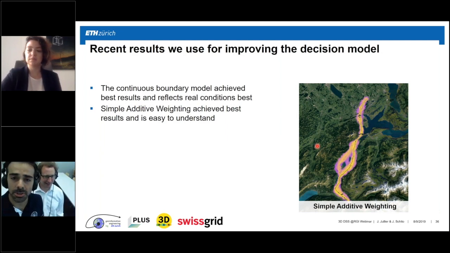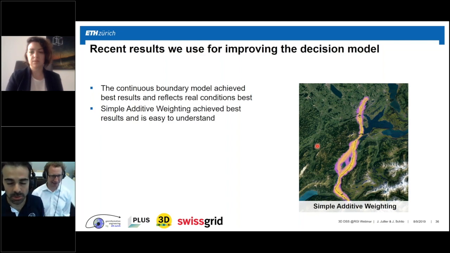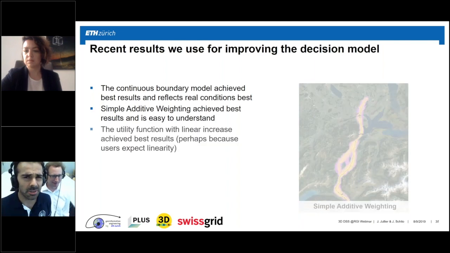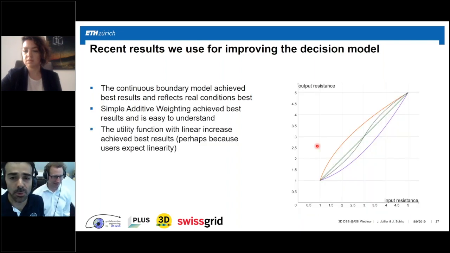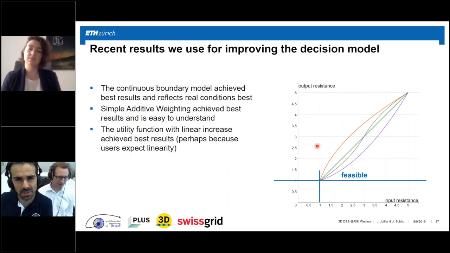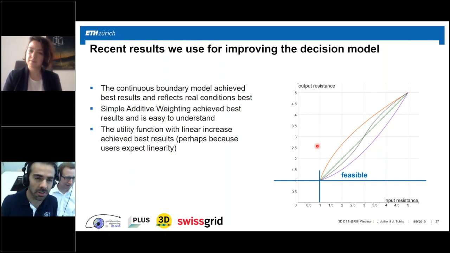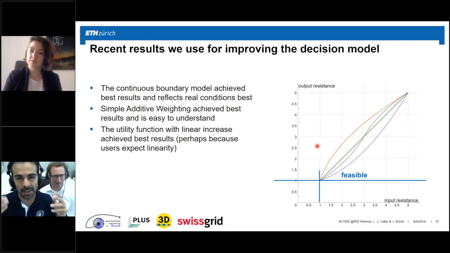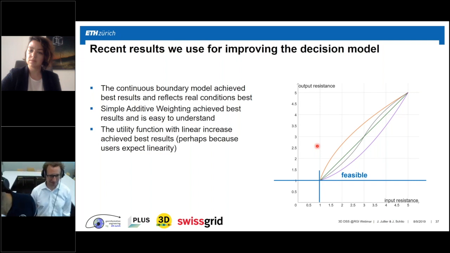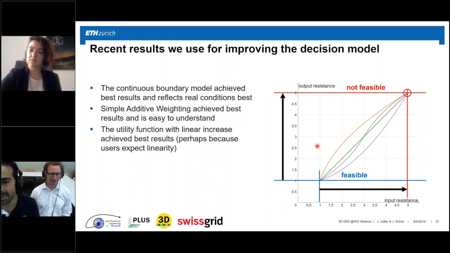Keep it very simple: add the weights and the resistances simply up, explain it very simply, and also the utility functions, which means that if you ask whether this is feasible or very feasible, medium or not feasible, and extremely not feasible, take into consideration that people think very easily, so that very feasible is double as much as feasible, for example. So let's go on.